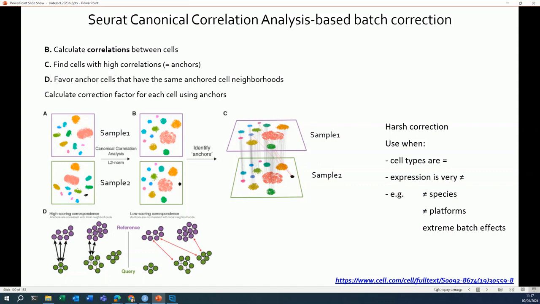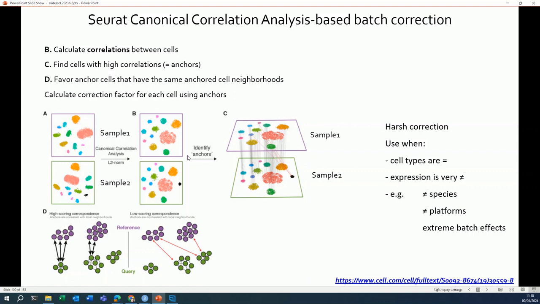So how do the batch correction methods work? Well, let's start with the most harsh one, the Seurat Canonical correlation analysis-based correction. It will take all the cells of, in this example, the two samples and calculate correlations between the cells. And the correlations are calculated based on the expression levels of all the genes in each cell.